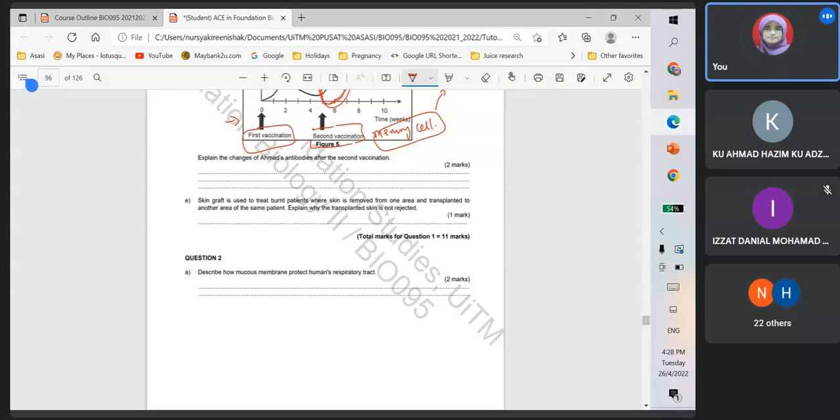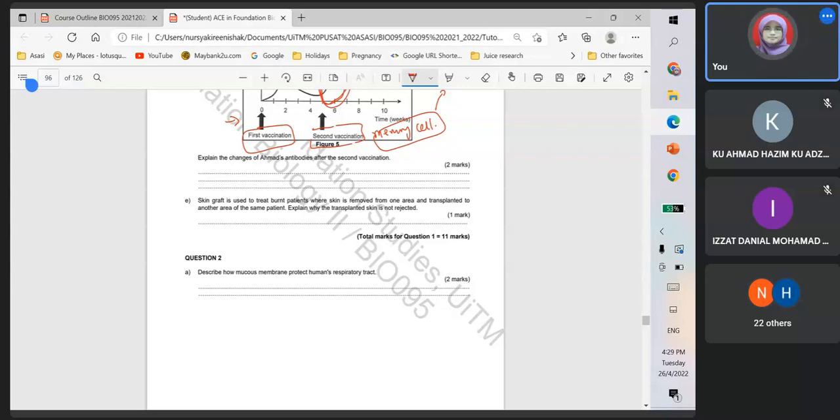Kita tengok soalan ya. Skin graft is used to treat burn patients where skin is removed from one area and transplanted to another area of the same person. So kalau macam contohnya awak terbakar kat kulit tangan awak yang rosak. So instead of getting a skin from another person, you take your own skin, contohnya dari peha, and then you put onto your arm. Kan? So that is skin graft lah. So the skin is still from the same person.